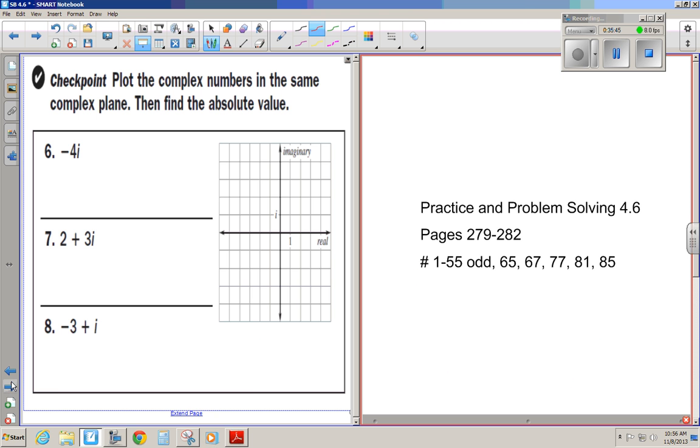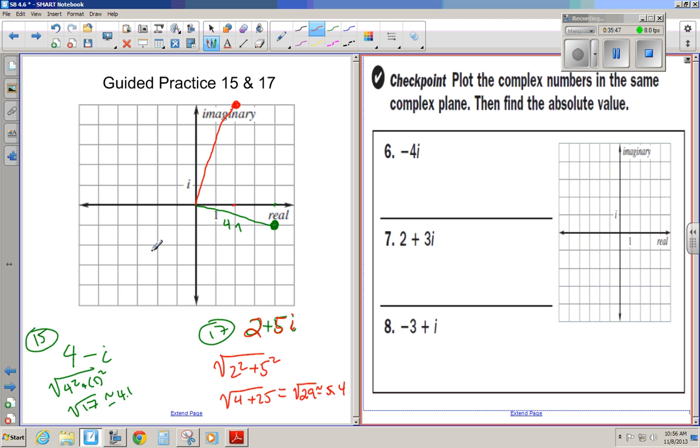You just have to do these last parts of your note-taking guides. Let's graph them. Negative 4i, look, there's a 0 as the real part, so negative 4i goes here. Find the absolute value. 0 plus negative 4 squared. The square root of 16 is 4. So 1, 2, 3, 4, which makes sense.